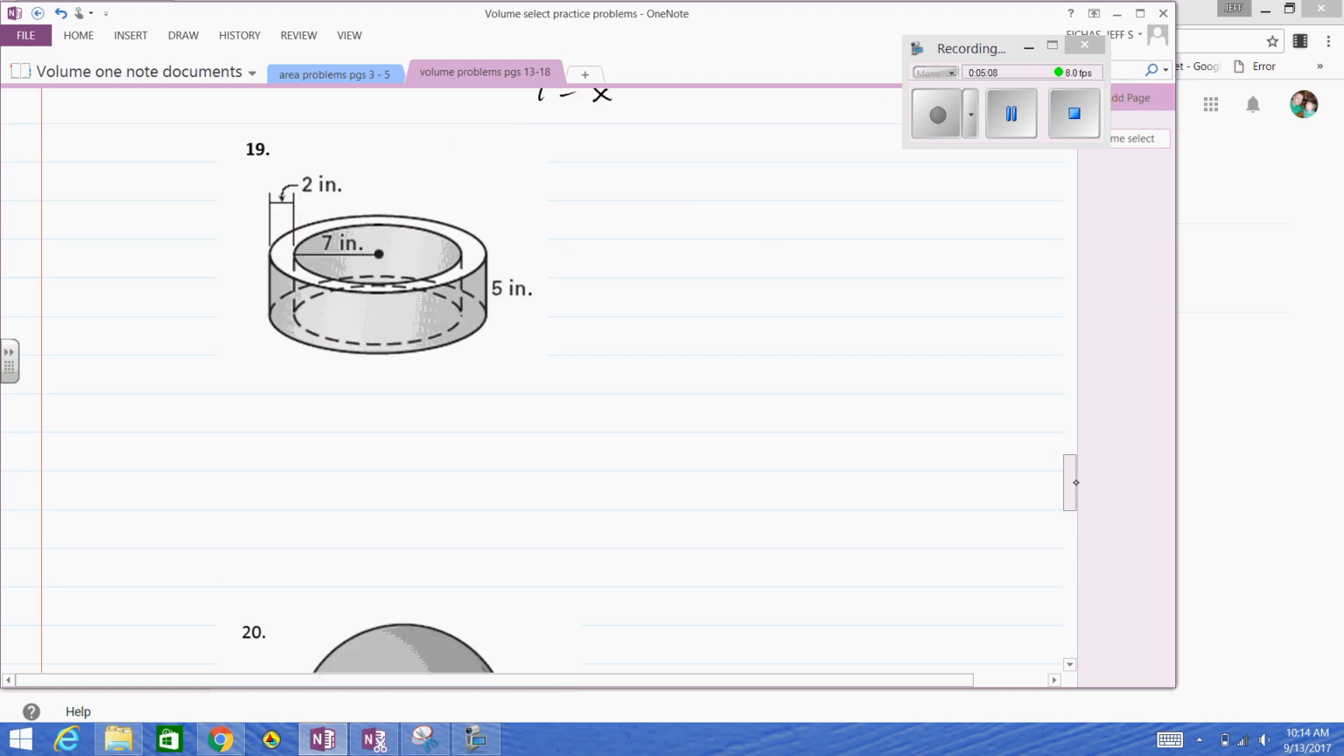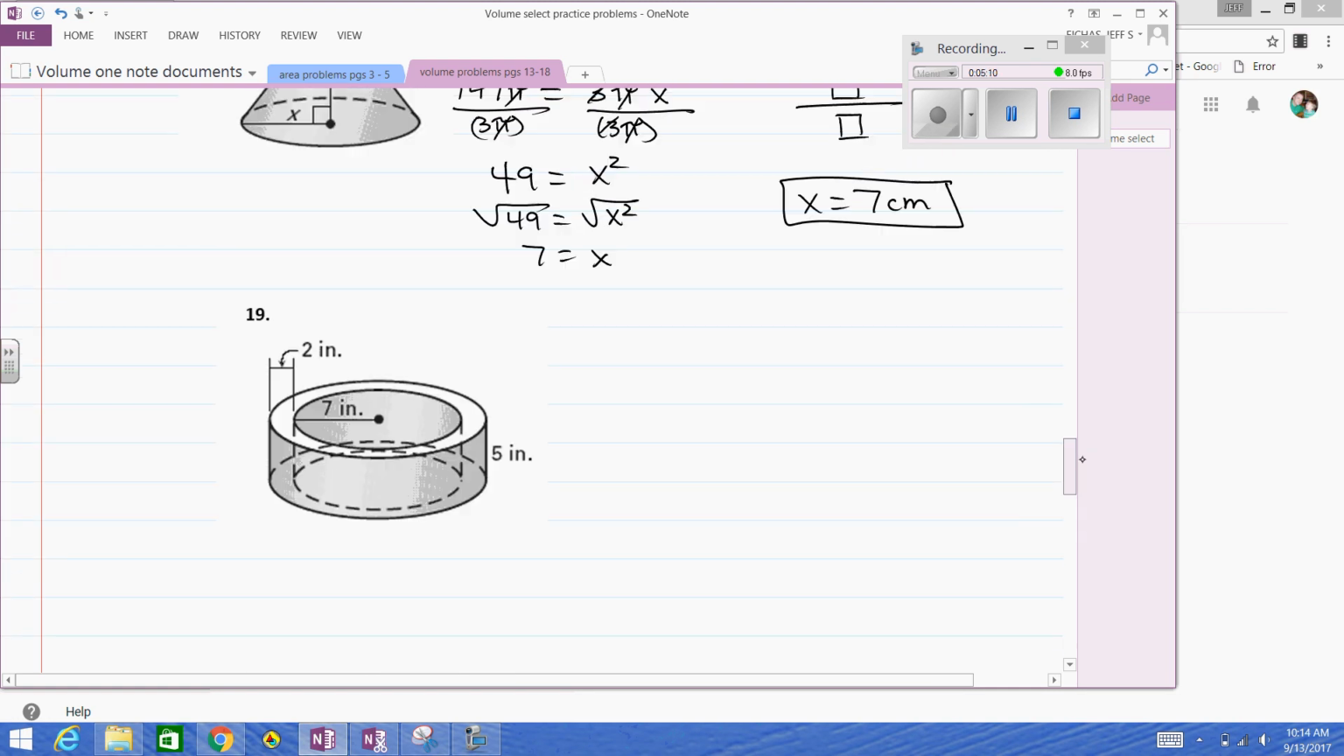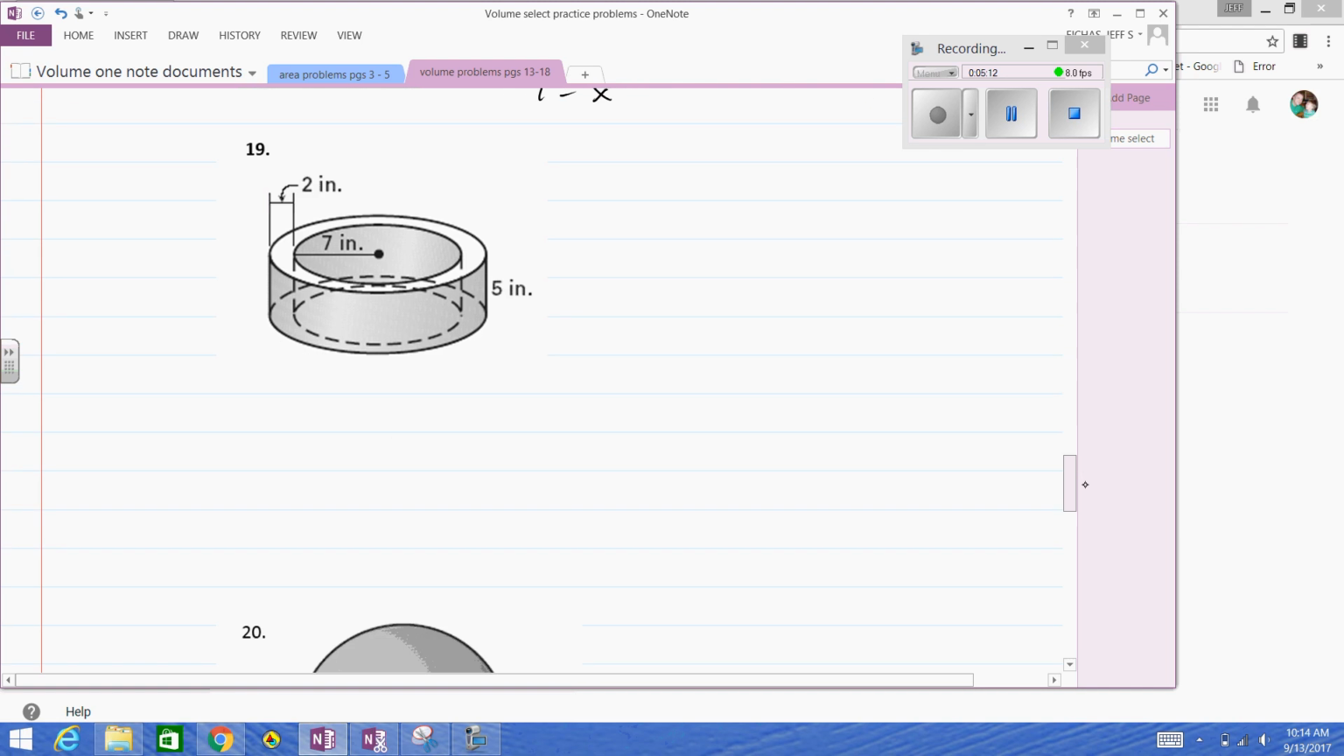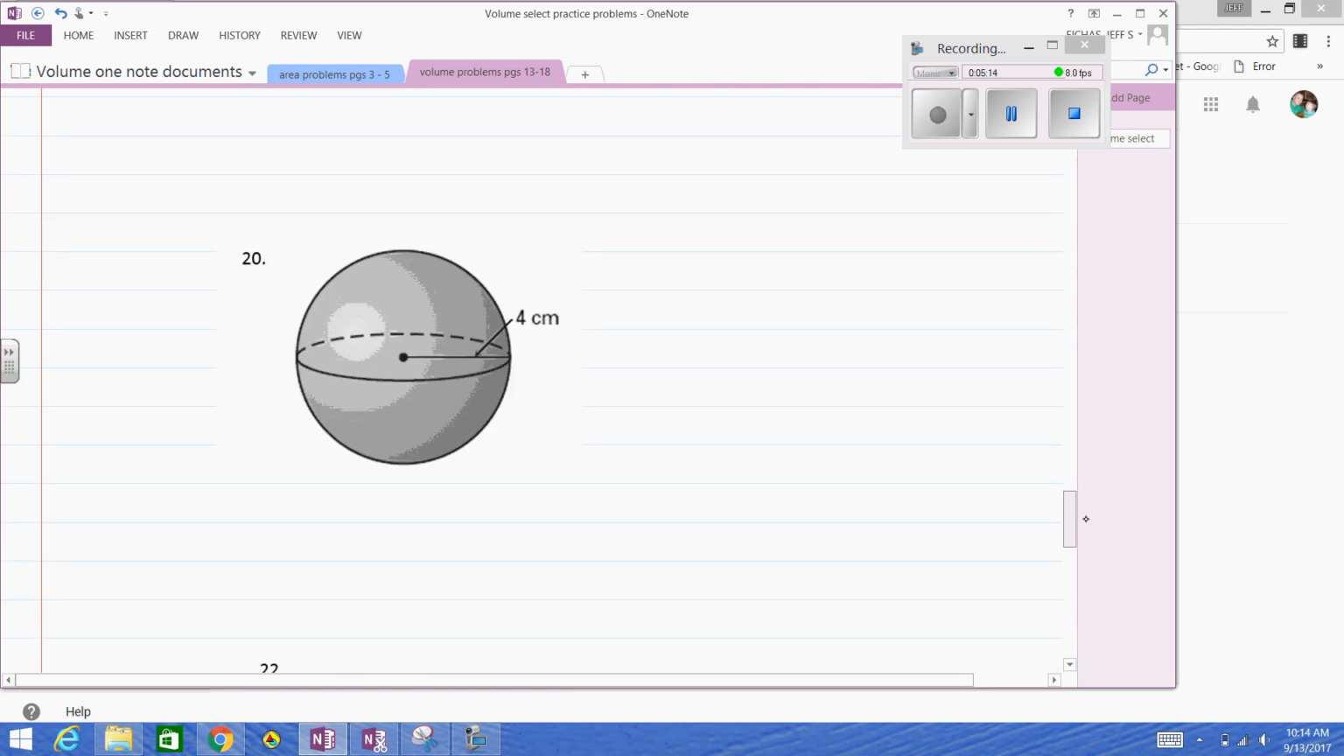All right, we got time for maybe, let's hold off on 19. Let's show a sphere problem. So this is a sphere. The formula for the volume is 4/3 pi r cubed.